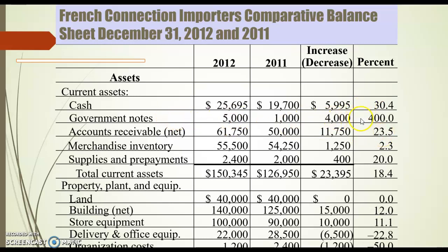Now the government notes, this is where we're investing some extra cash because this $25,000 is sitting in a checking account that's not making us any interest or dividends or anything. So by putting at least some of it into government notes, this cash can be gotten a hold of quickly. It's not quite as quick as pulling it out of the checking account, but we can still get a hold of that money if we need it, and it's making us some more interest.